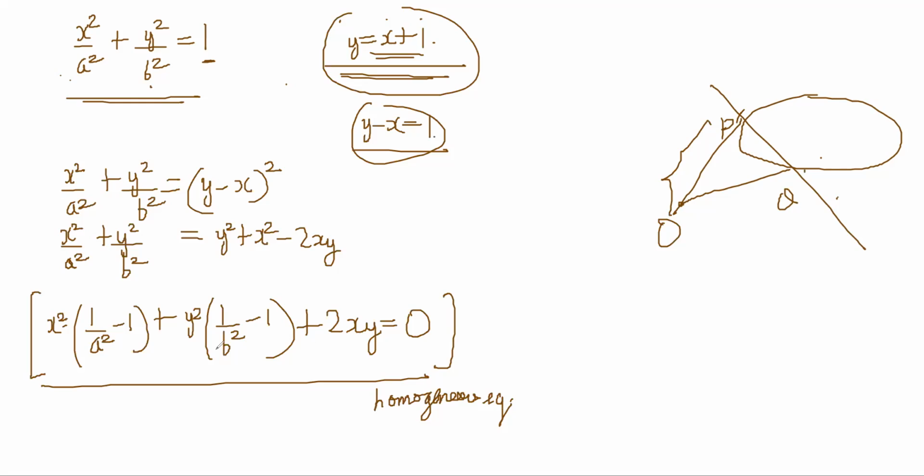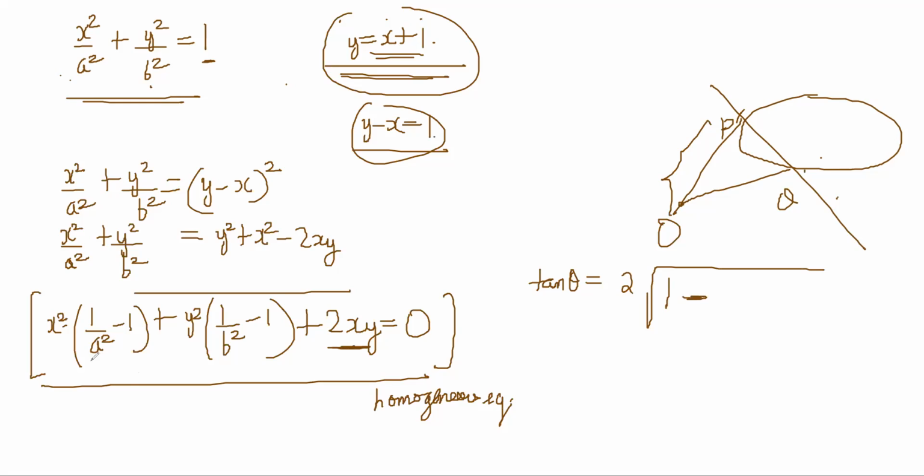So this is the line pair, and now my angle is super easy because tan theta will just be 2 times root over h square minus ab. Here h is 1, right? Because 2hxy. So h is 1. So 1 square minus ab.